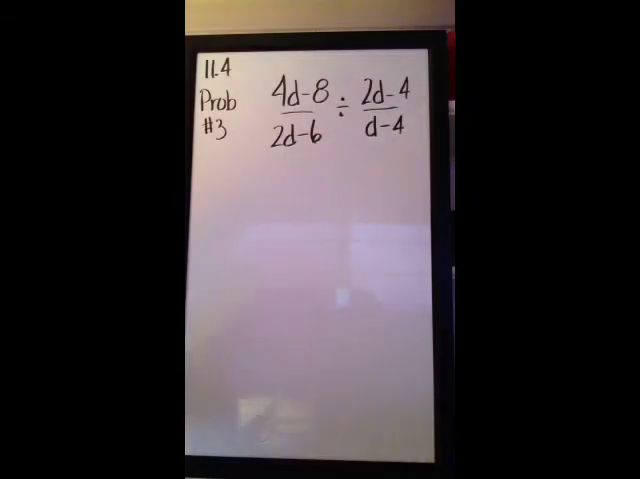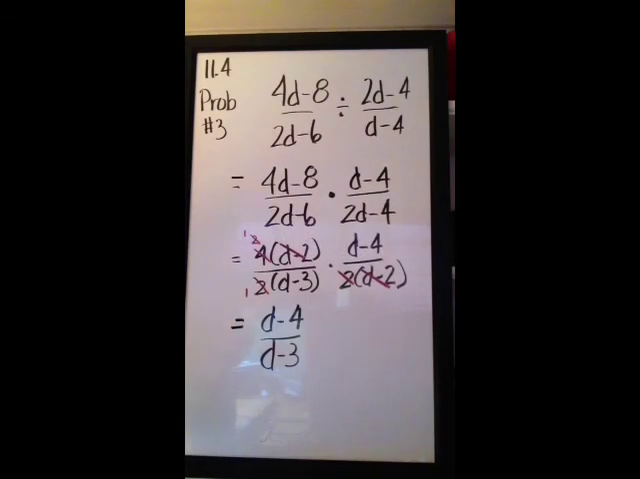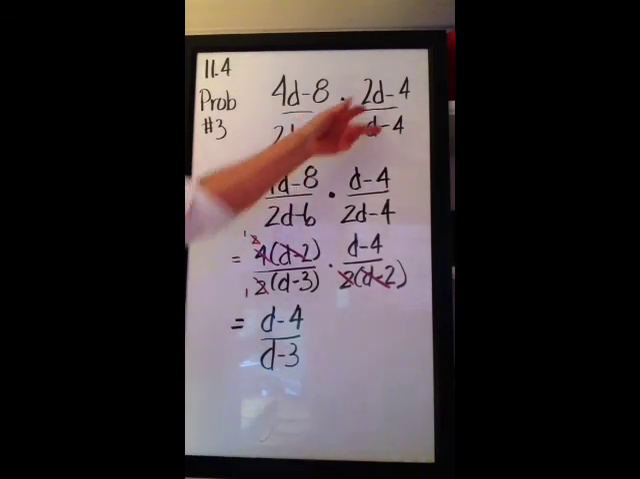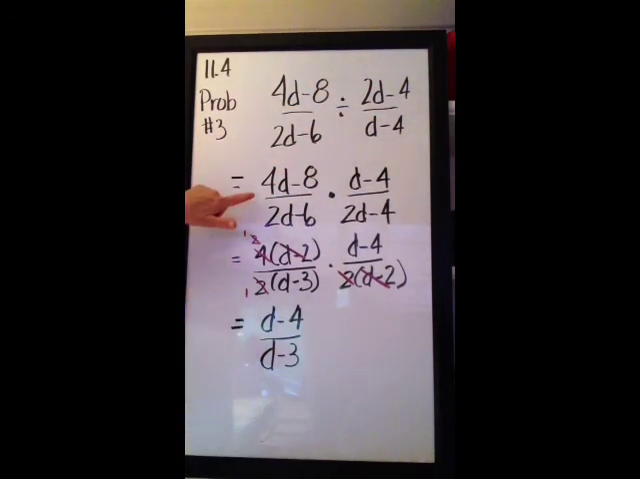Okay, here's your third problem for tonight. 4d minus 8 over 2d minus 6 divided by 2d minus 4 over d minus 4. Okay, in this problem, we want to flip the second fraction. So we have 4d minus 8 over 2d minus 6 times d minus 4 over 2d minus 4.